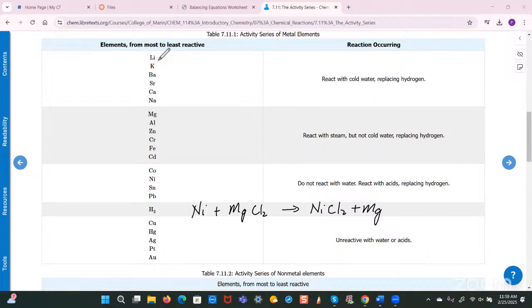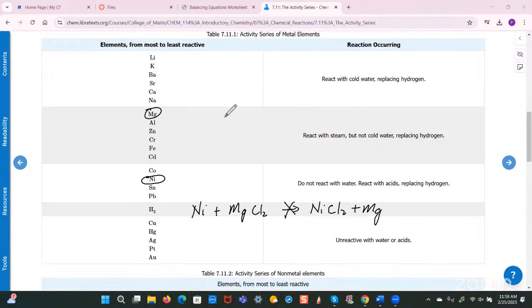So what I would do in this case is look for where nickel is in the series, which is right here, and look for magnesium, which is right here. As you can see, nickel is lower than magnesium. So if nickel is lower than magnesium, that means this reaction will not occur. Nickel will not displace magnesium from its compounds, in this case from magnesium chloride. So the answer is that this reaction will not occur.